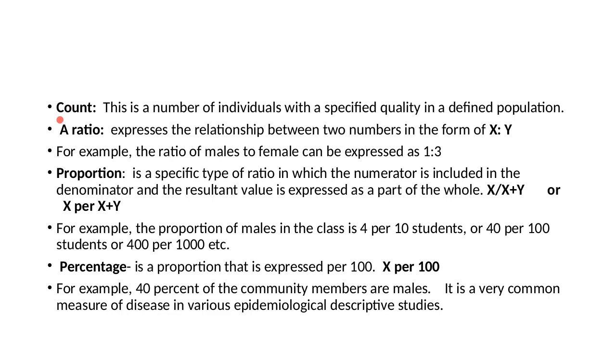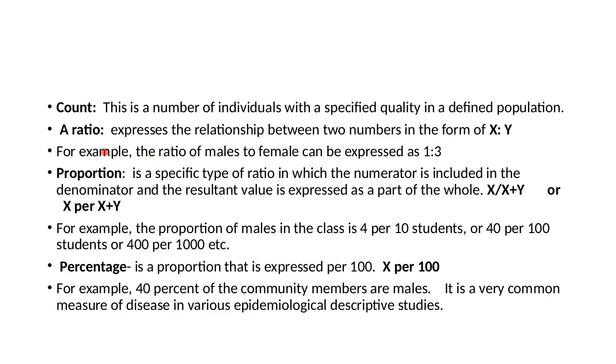The first method is count, and this is the number of individuals with a specified quality in a defined population. For example, if we want to know the number of females in a population, that is the count, because the specified quality is being a female. If we want to count the number of people suffering from hypertension, the specified quality is the presence of the disease hypertension, and then you will count the number of people with hypertension.